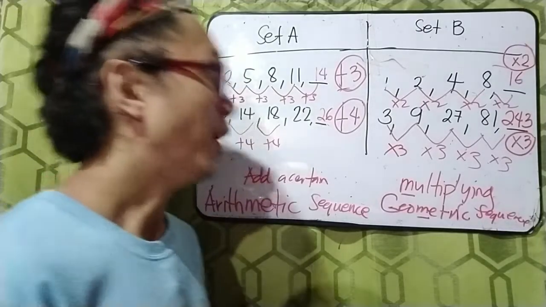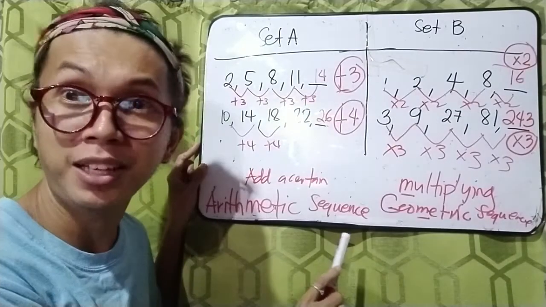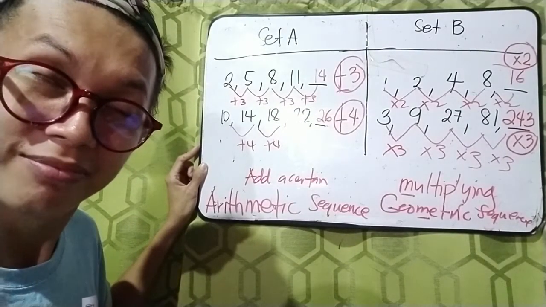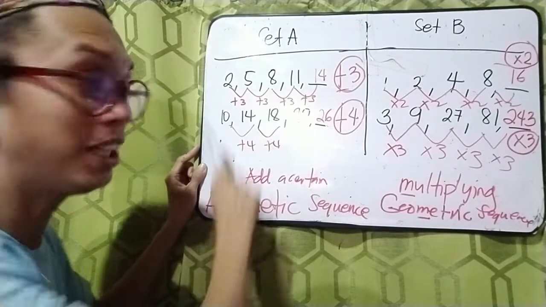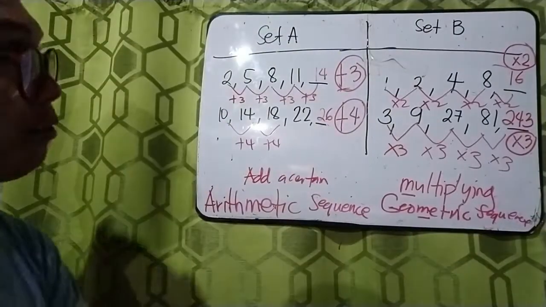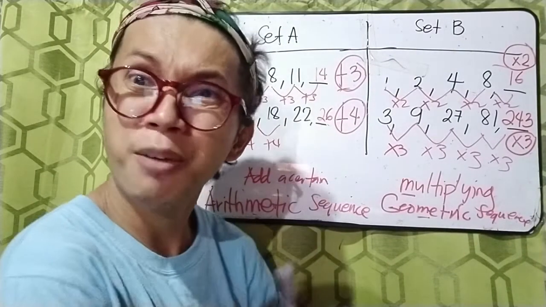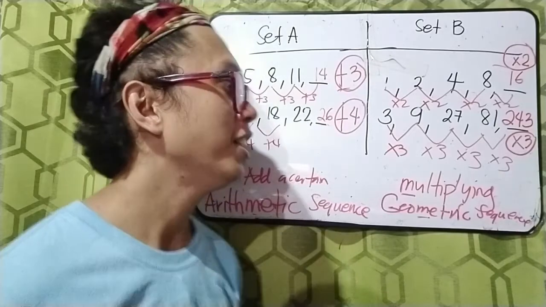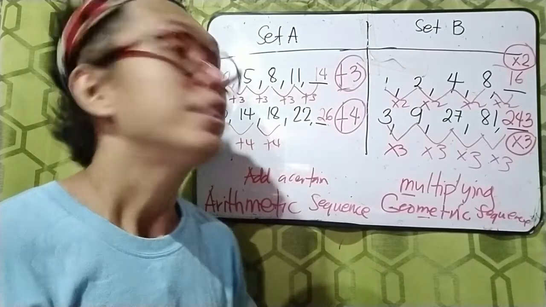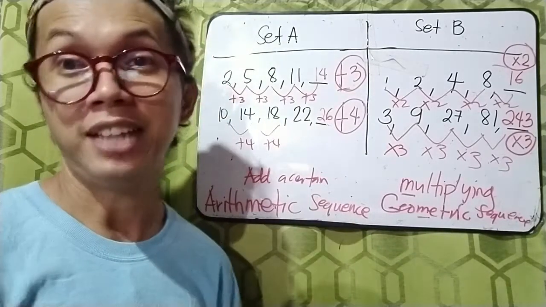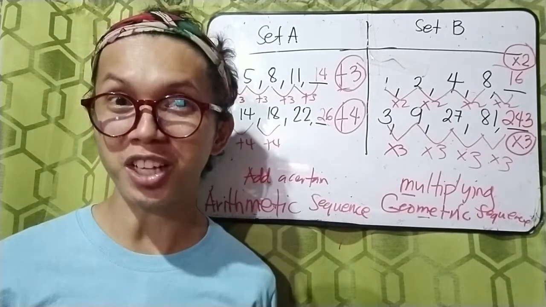So again, in set A, these sequences are called arithmetic sequences. What is an arithmetic sequence? Very good. A sequence wherein you add a certain number to get the next term. Now, in set B, we have geometric sequence. What is a geometric sequence? Very good. A geometric sequence is a sequence wherein you multiply a certain number to the preceding term to get the next term. Wow, perfect. So do you have any question?